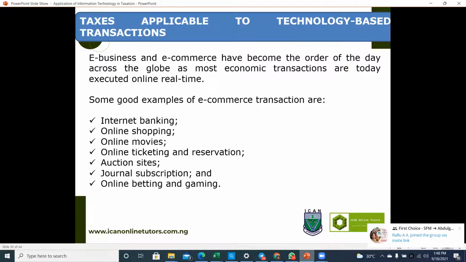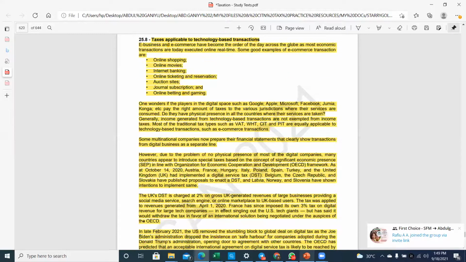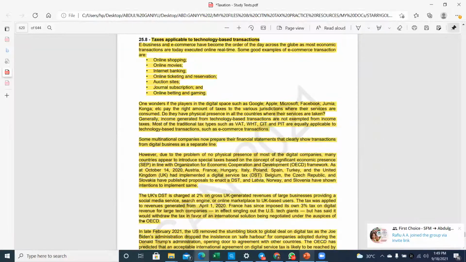So let's take taxes applicable to technology-based transactions. E-business and e-commerce have become the order of the day across the globe, as most economic transactions are today executed online, real time. Some good examples of e-commerce transactions are online shopping, online movies, internet banking, online ticketing and reservation, auction sites, journal subscription, and online betting and gaming.